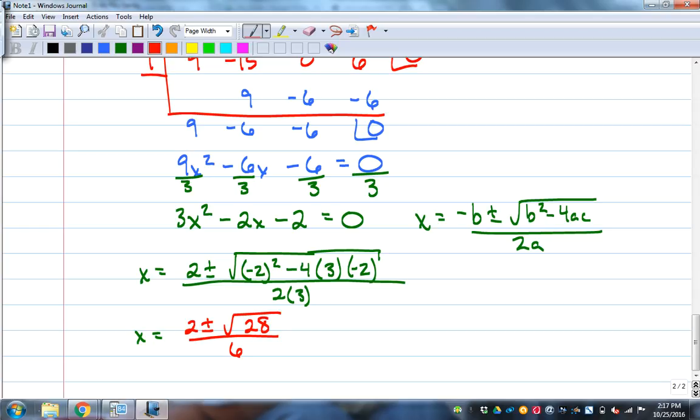Over 6. Now I want to simplify the radical 28. Remember doing the factor tree stuff? Pair of 2's. That's 2 plus or minus 2 radical 7 over 6.